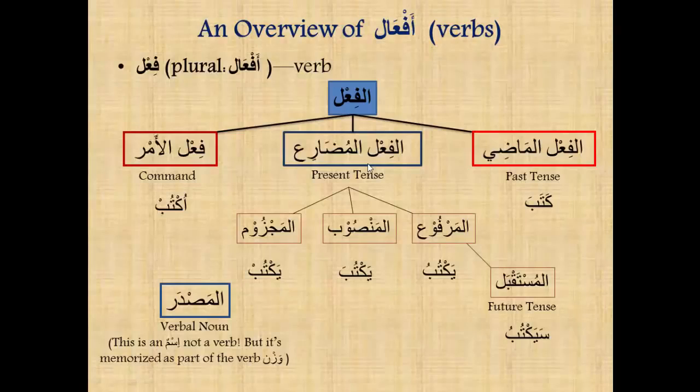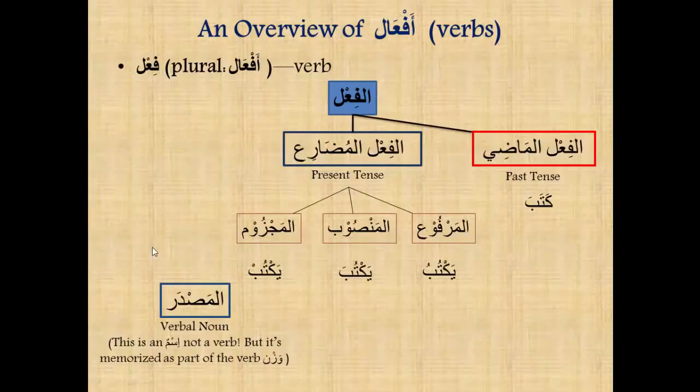We'll also be discussing those special conditions, or as I like to call them, those special factors that require us to use the mansub and the majzoom cases. And we'll also be learning the markers, the alamat for the marfu', the mansub, and the majzoom. And finally, we'll be taking a look at the Arabic verbal noun, the masdar. So inshallah, by the end of this lesson today, we would have acquired a solid grip over all of these topics: the past tense, the present tense and its 3 case endings, as well as the masdar, the verbal noun.